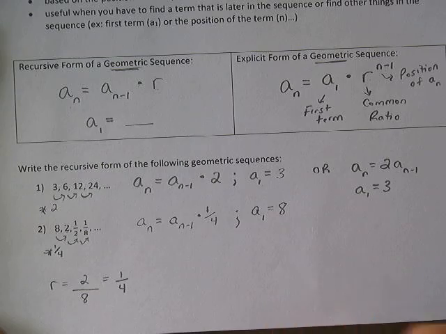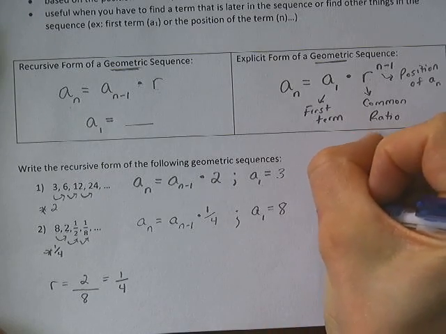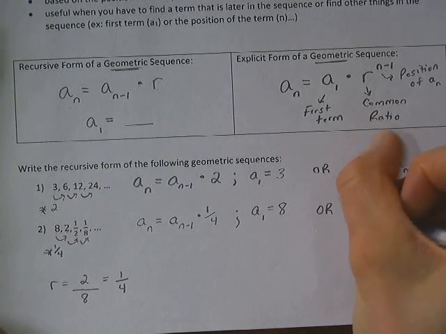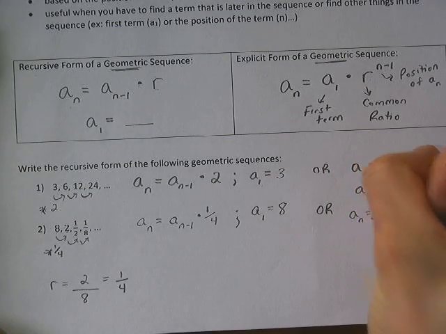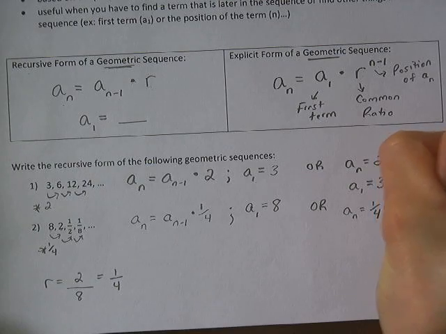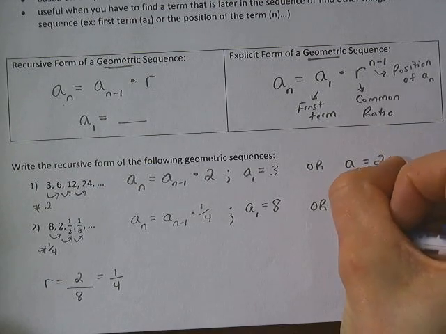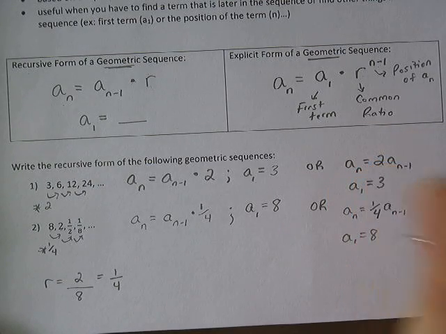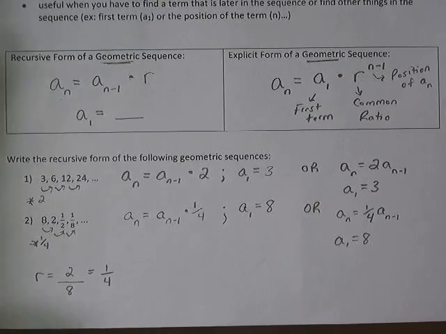Okay, and then don't forget the other way that you could write it, so we'll go ahead and write this one the other way too. You could put it as a sub n equals 1/4 times a sub n minus 1, and then my first term was 8. Okay, so that's the recursive form of the geometric sequence.